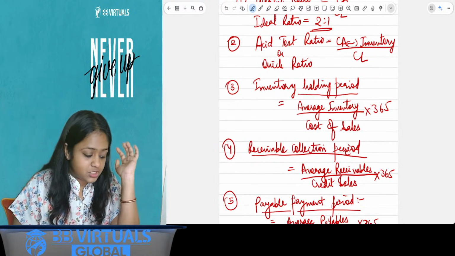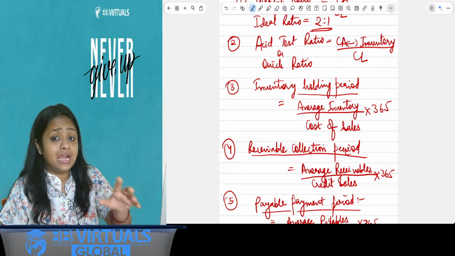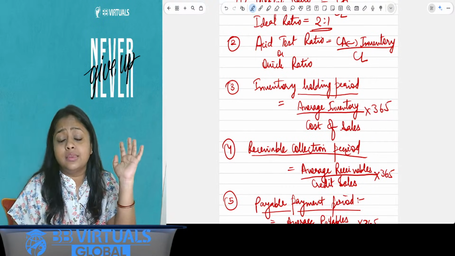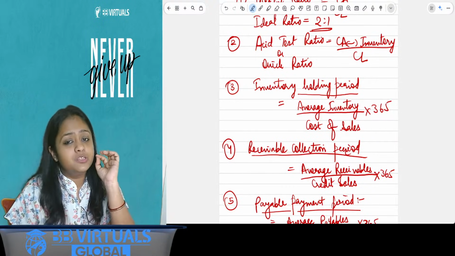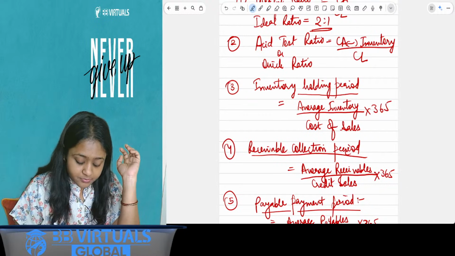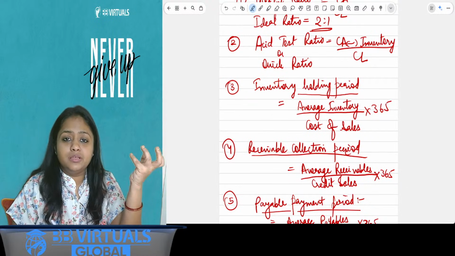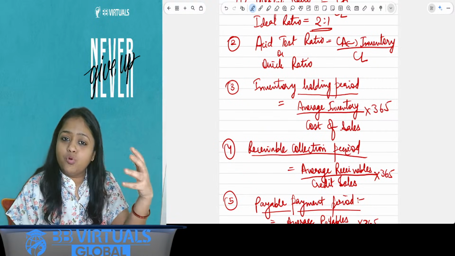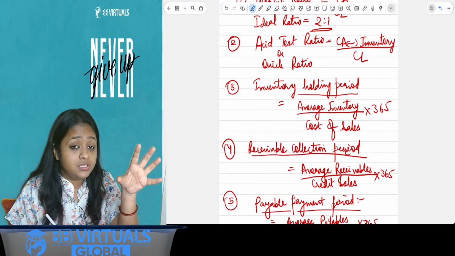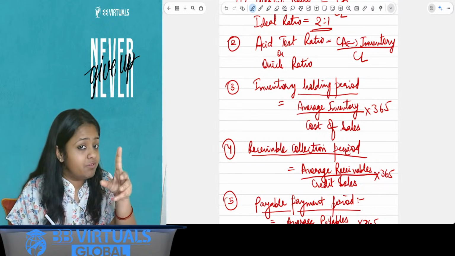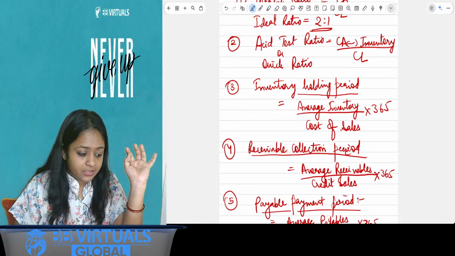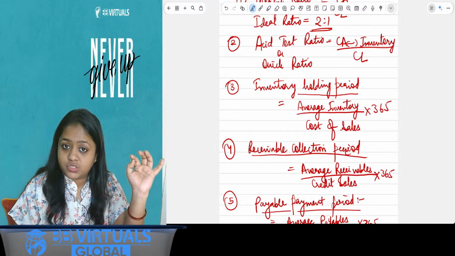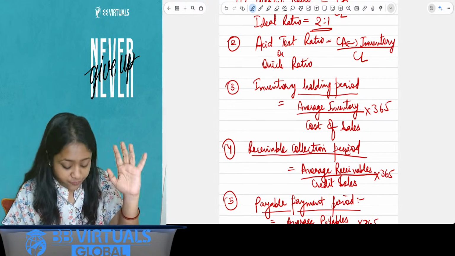Then we have the next ratio, which is inventory holding period. Guys, you will be using them in your answers when you do the financial performance measurement of an entity. Inventory holding period is the number of days that inventory is held by the entity. Of course, the more the number of days, the more it indicates slow moving inventory, which is not a good sign. So it is calculated as average inventory by cost of sales multiplied by 365.